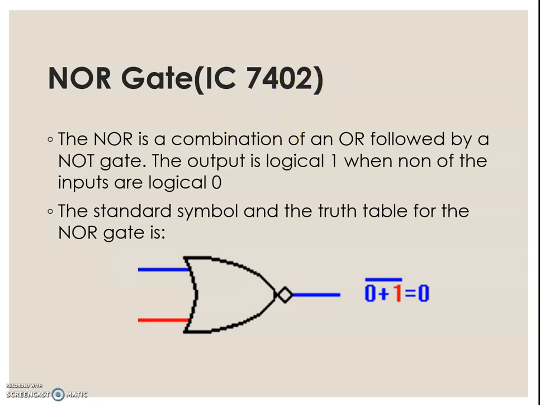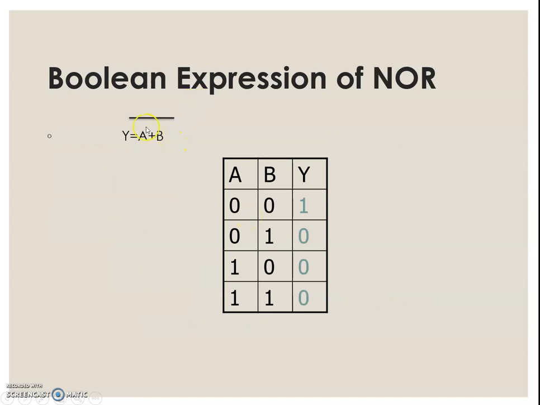NOR gate is again reverse of OR. OR says if any one input is high, output is high. But what will NOR say? If any one input is high, output is low. So in this case, let's see if our inputs are 0 and 1, at the output, output is going to be 0. NOR gate IC 7402 is a 14-pin quad 2-input NOR gate IC. Boolean expression, whatever it was for OR, it is the bar of that, it is the complement of that. That is A plus B whole bar. And the truth table reveals that if any one input is high, output is low. If both the inputs are low, output is high.